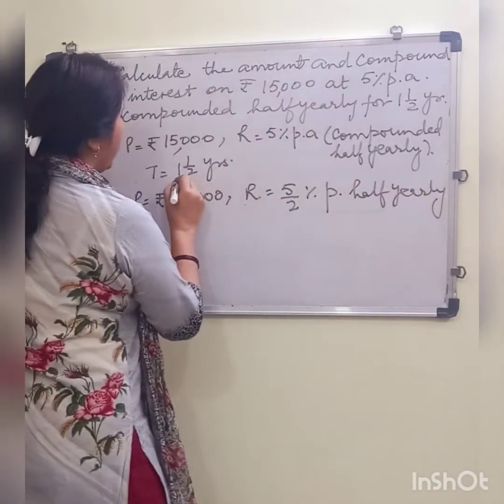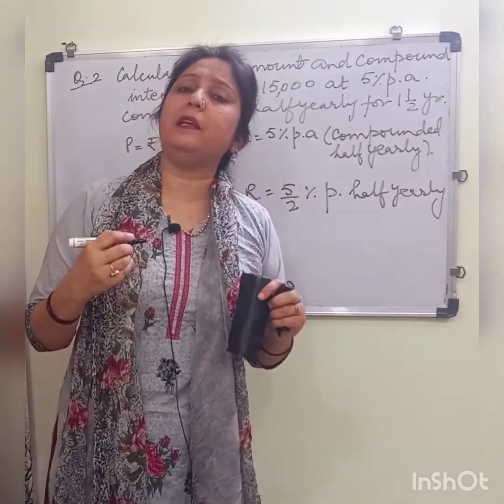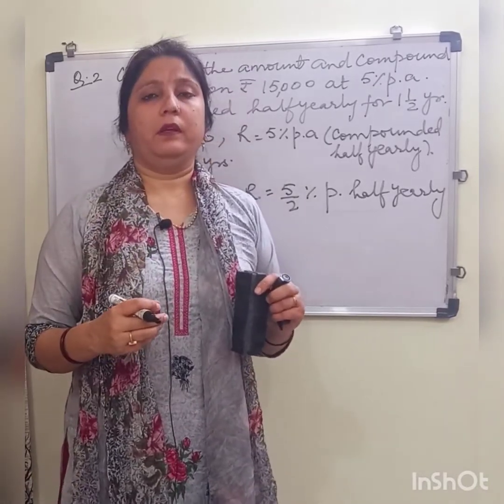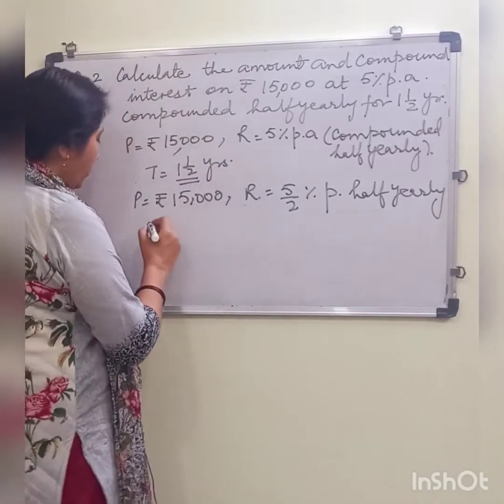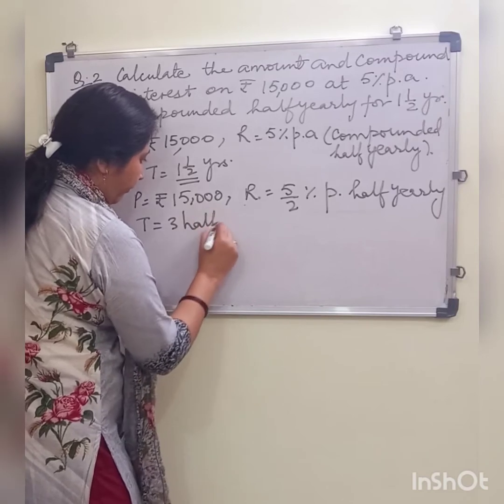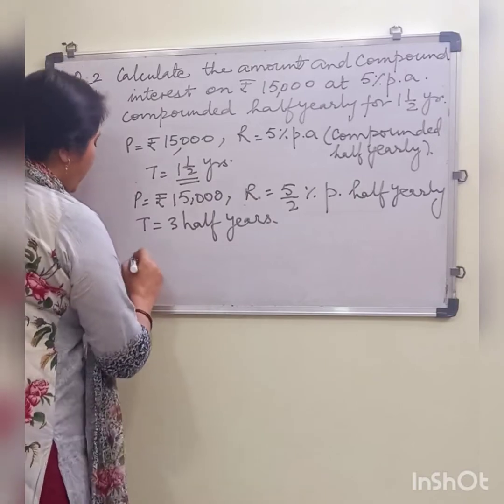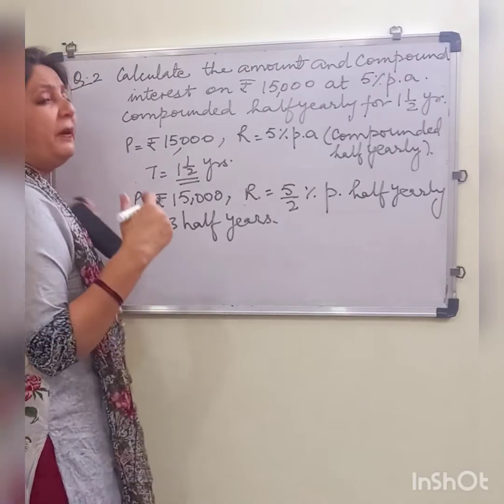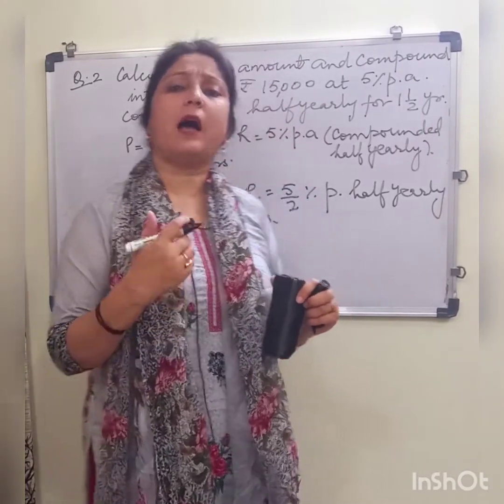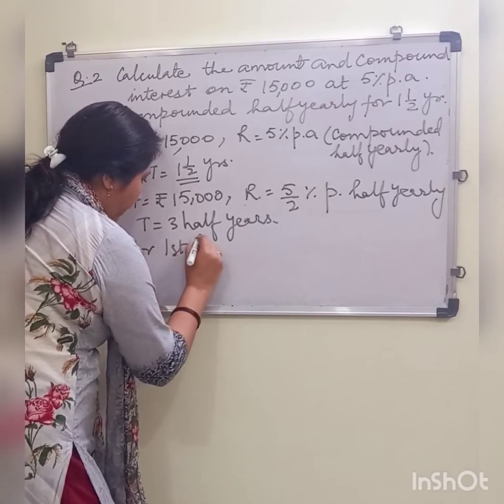And time is 1.5 years. So in 1.5 years, how many half years do you get? You get 3 half years. So time would be 3 half years. Now we begin the question. We write heading as in the previous question we took for first year. Here we write for first half year.